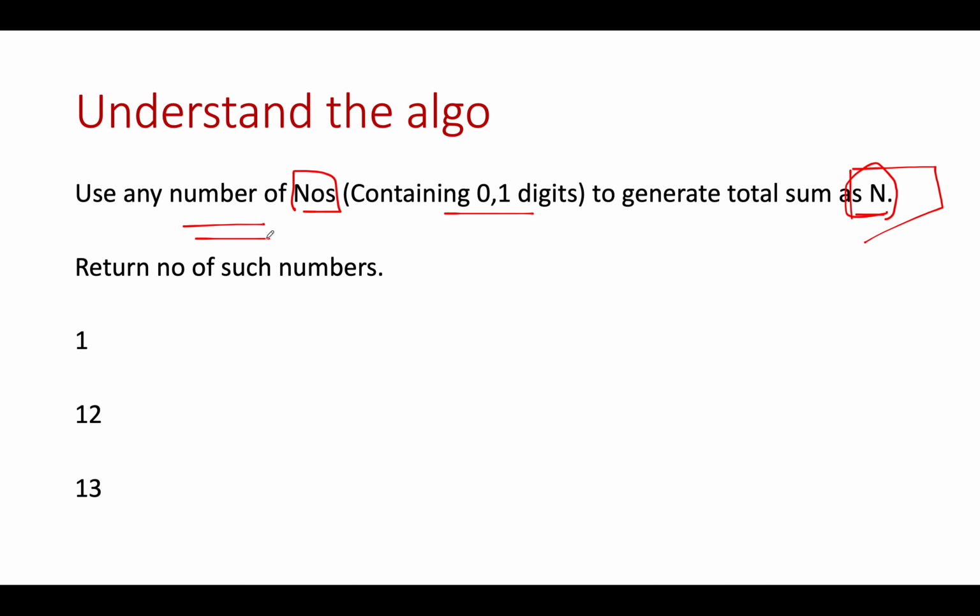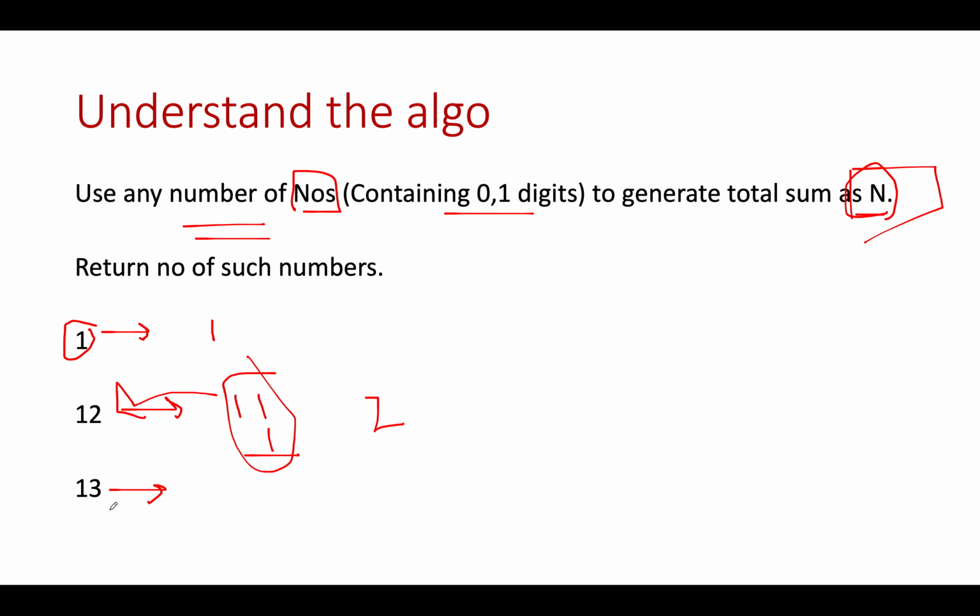So let's try and iterate over a few examples. The first one being 1. What will you use? You will simply use 1 itself. The second number being 12. What two numbers will you use? The first one will be 11, and the second one will be 1. The total of these two numbers gives us 12. And how many numbers did we use? 2.